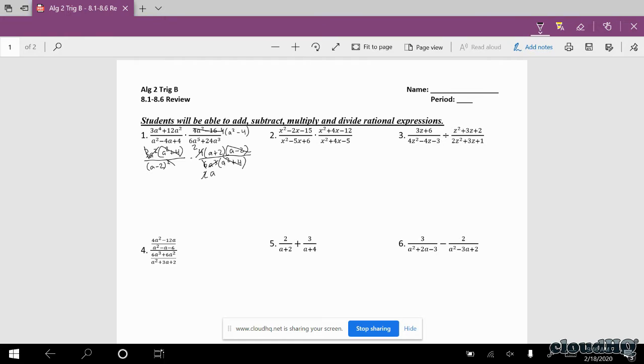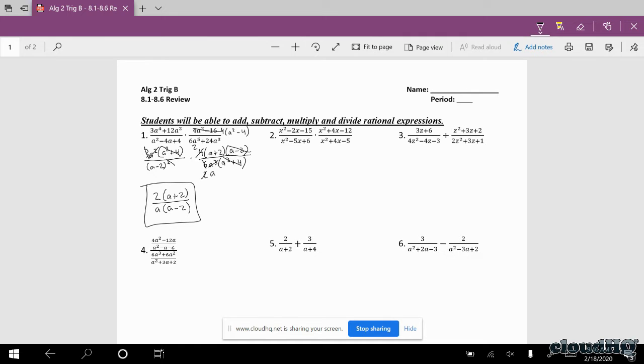At this point, it's a little messy. It looks like the numerator is 2 times a plus 2. The denominator, I have an a and an a minus 2. Make that look a little bit more like an a. Okay.